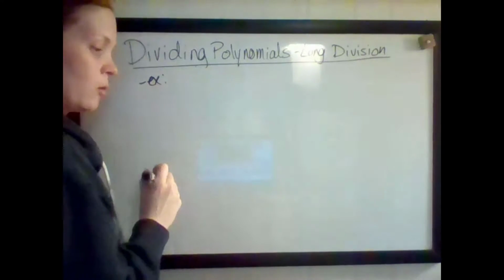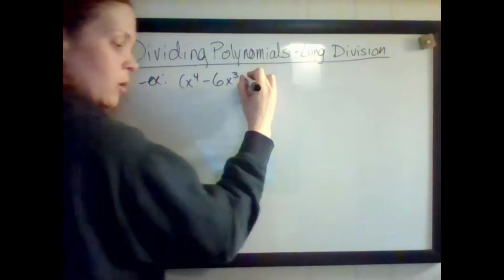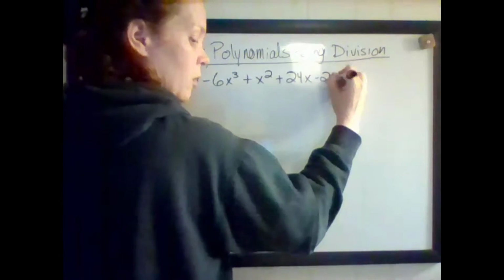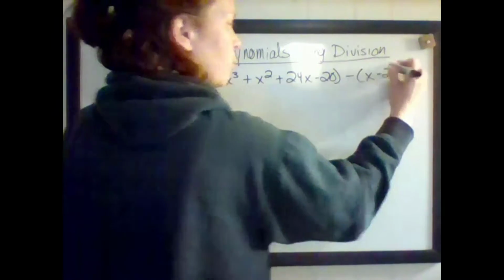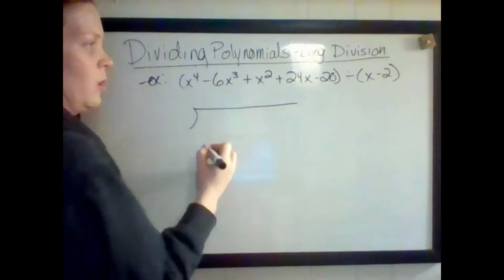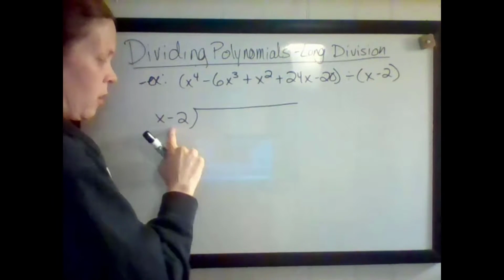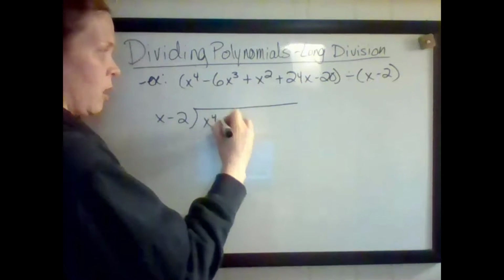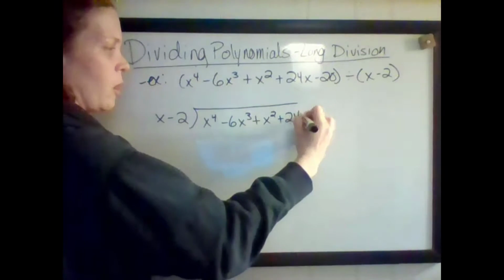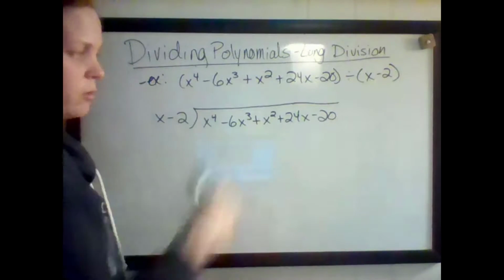So now with a polynomial, let's take x to the 4th minus 6x cubed plus x squared plus 24x minus 20 divided by x minus 2. So when we set this up like long division, the x minus 2 goes on the outside. This is the divisor. We're trying to figure out how many times does this go into x to the 4th minus 6x cubed plus x squared plus 24x minus 20. Or does it go in? Does x minus 2 go into this?